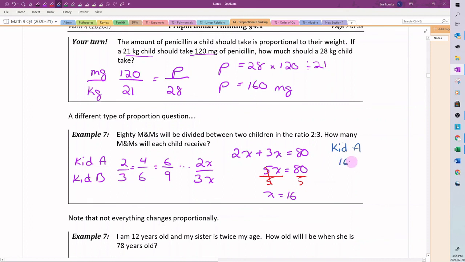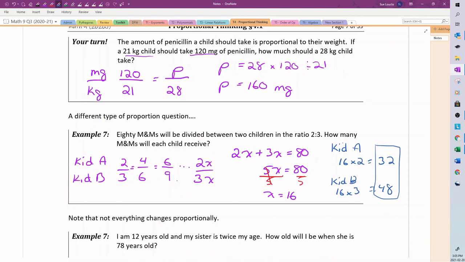Kid A is going to get 16 times 2, which is 32 M&Ms, and kid B is going to get 16 times 3, which is 48 M&Ms. Okay, so that's my answer here. And then I should just check if I add them up, that should equal 80, and it does. So awesome. Make sure you do some of the practice questions that have this, and make sure you do at least one of them that's got a decimal in it somewhere.